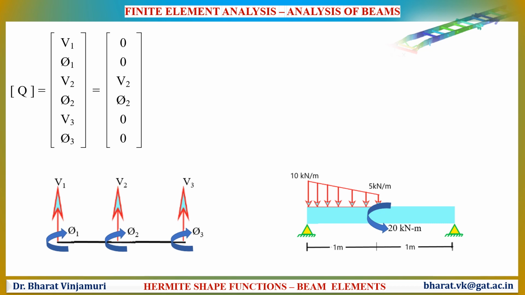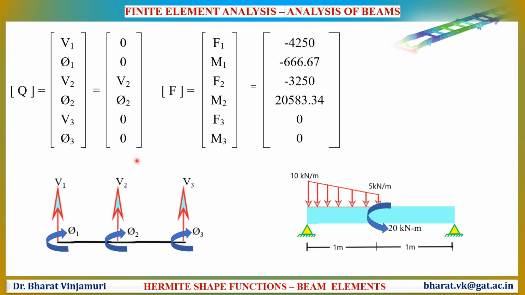The field variables in the structure are as shown in this expression. Since they are pinned supports, the corresponding transverse displacements at node 1 and also at node 3 will be zeros, and also the slopes at node 1 and node 3 will be 0. And these will be the values of the force vectors. By using these values in the governing equation, we will be able to determine the values of V2 and phi 2.